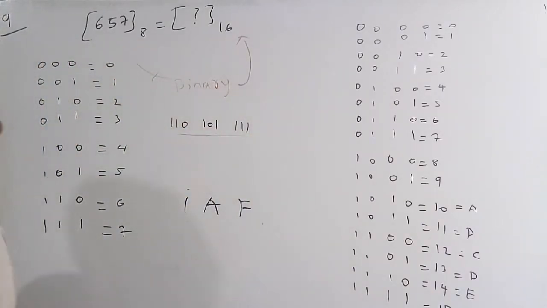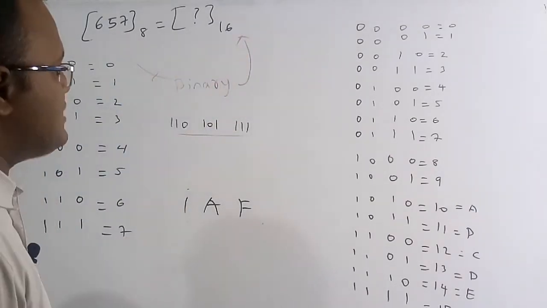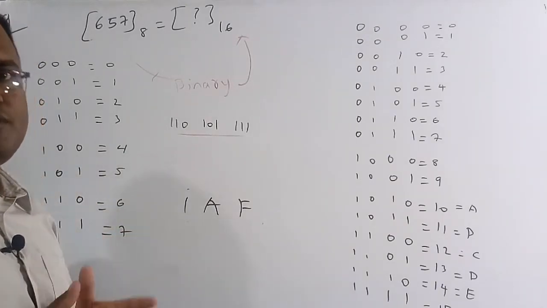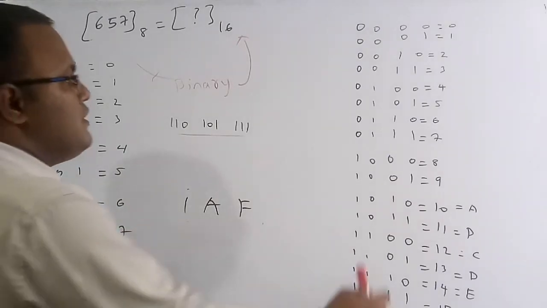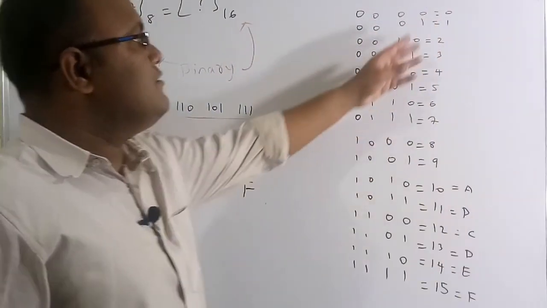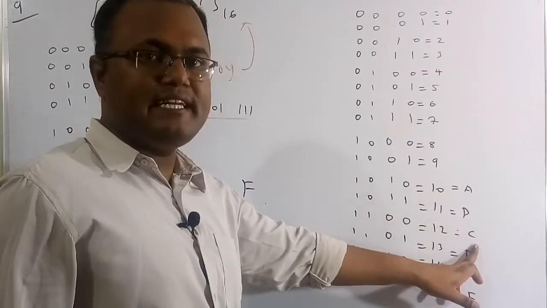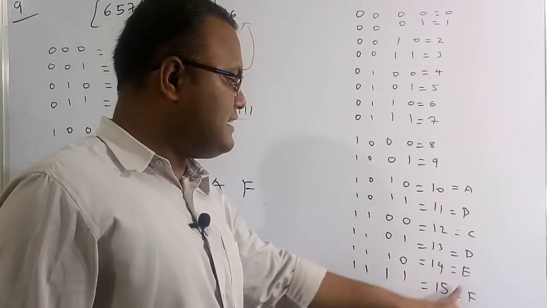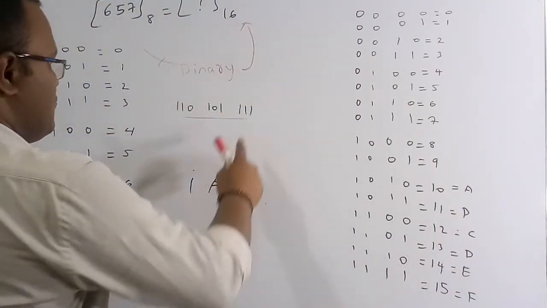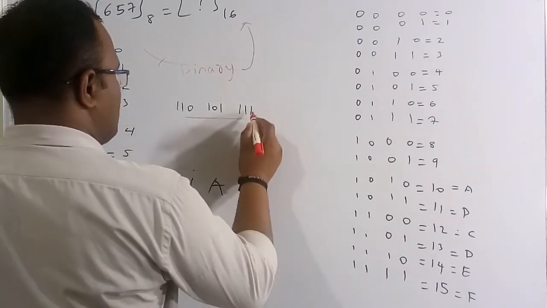Now we are going to convert from binary to hexadecimal. For binary to hexadecimal, we have to group the binary digits in groups of 4, covering 0 to 15. 10 is A, 11 is B, 12 is C in hexadecimal, 13 is D, 14 is E, and 15 is F. We do the grouping of 4 digits from right to left: 1, 2, 3, 4.